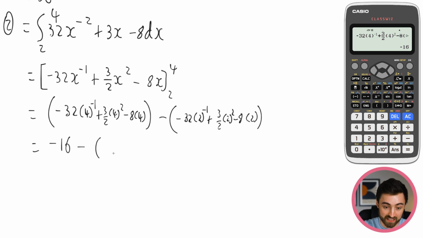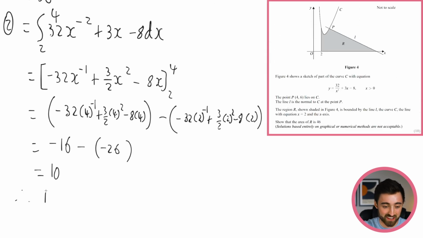And then I'm minusing whatever's in here. So now I'm going to do minus 32 times 2 to the minus 1 plus 3 over 2 times 2 squared minus 8 times 2, which gets me minus 26. Look at all these minus signs. Minus 16 minus minus 26 is going to be minus 16 plus 26, which is going to be 10.